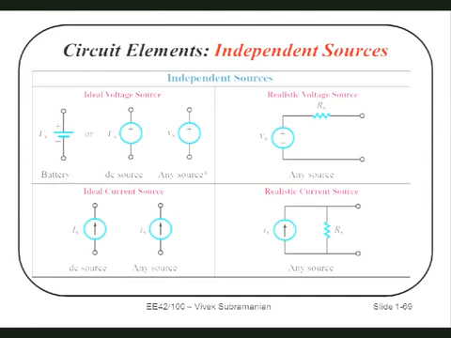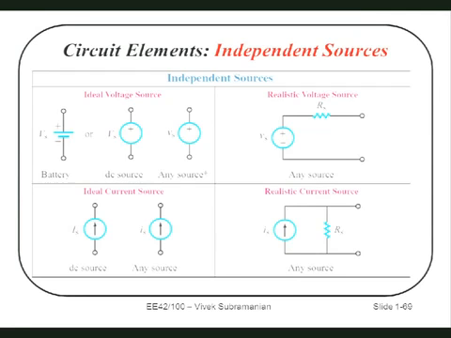Let's go through it again. In an ideal voltage source, what is the value of that resistor? 0, because we don't want any voltage drop across it. In an ideal current source, the value of this resistance is infinity because we don't want any current going through it. So we've now defined the reality and how we typically proceed.